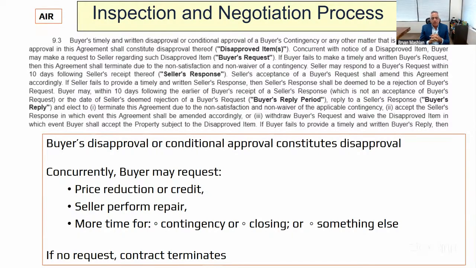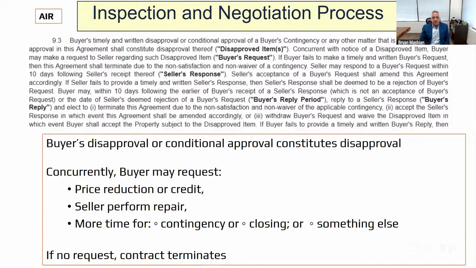Okay, so now let's talk about what I phrase as the retrade process. In every deal, once the buyer goes through his due diligence, the buyer will come back with the results and ask for something: a price reduction, a price credit, for the seller to do some repair, or more time. The inspection and negotiation process of the AIR contracts is governed by Section 9.3.